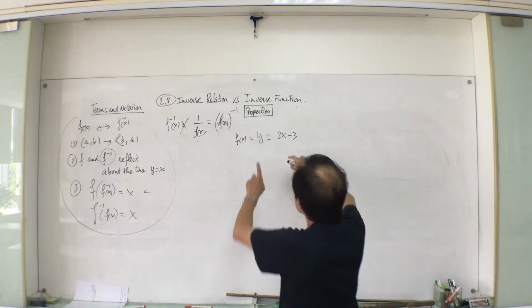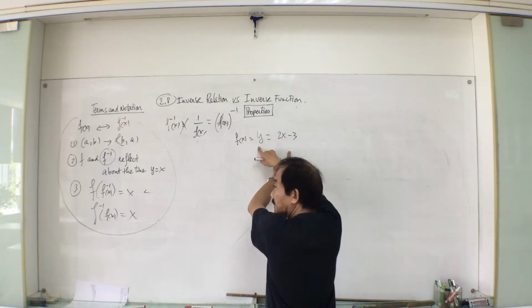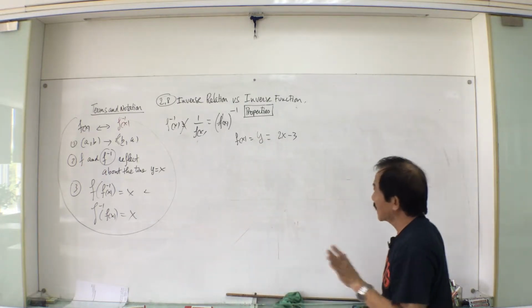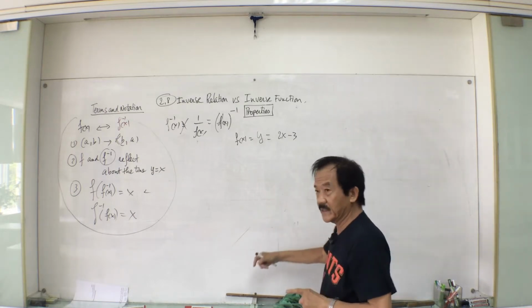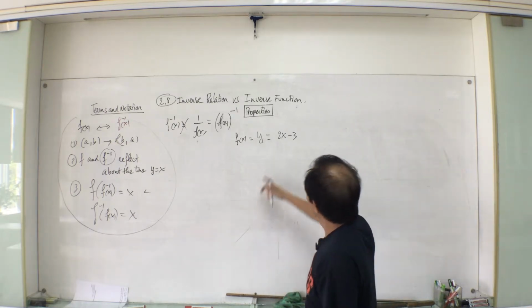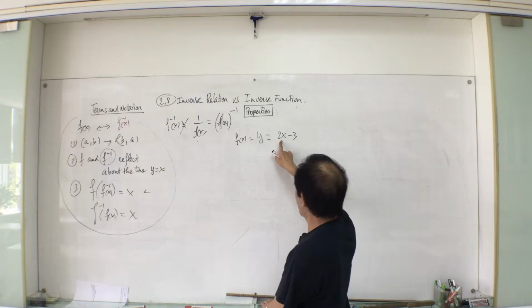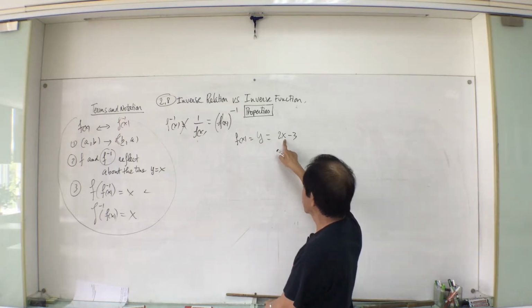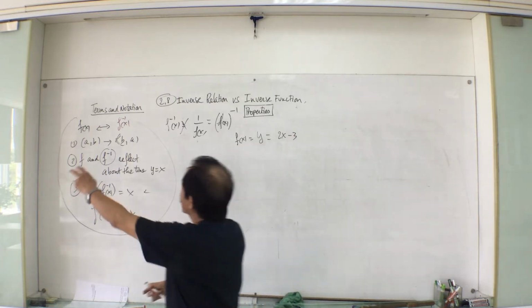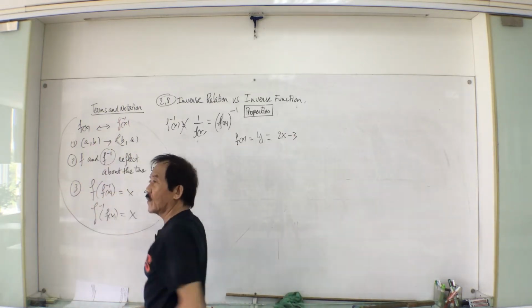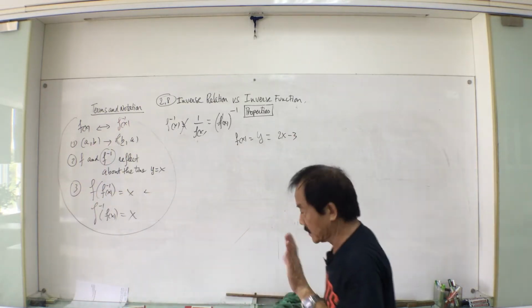So first of all, people switch between x and y, and they solve for y, right? But I don't do it that way, okay? I solve for x first. For some reason, I don't want to switch x and y yet, because if you want to find the inverse, you have to switch between x and y, right? But I switch later on, for some reason.